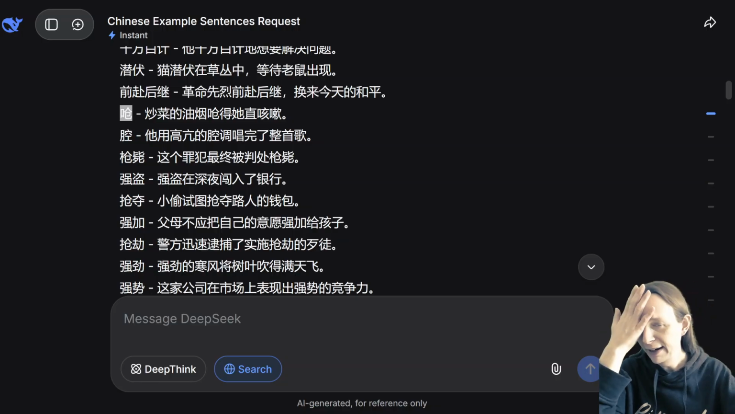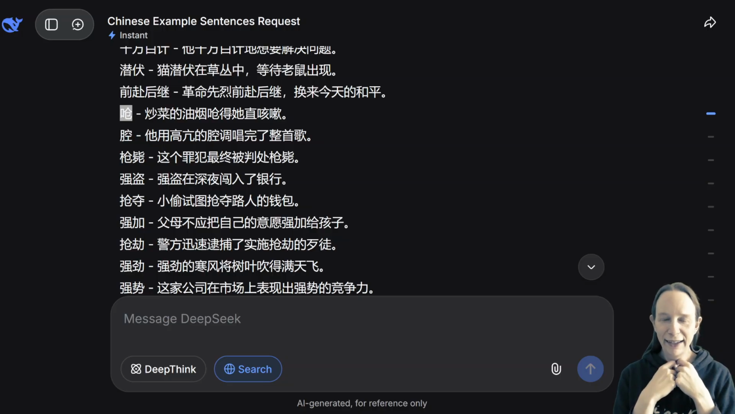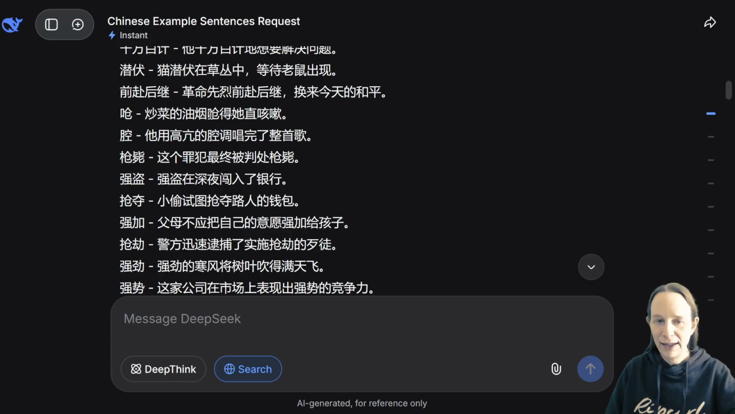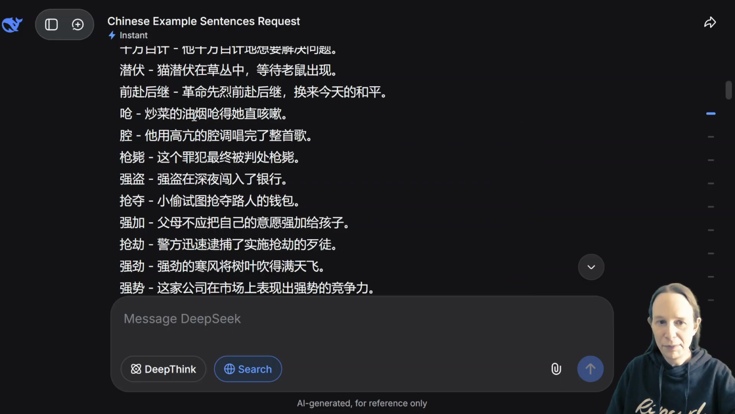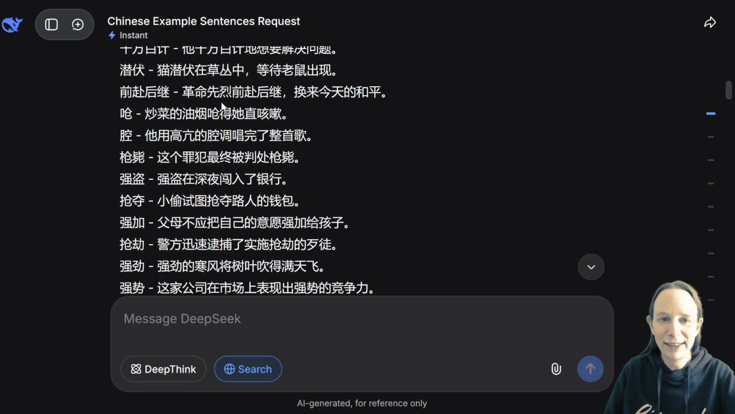We talked about this one already, didn't we? When we talked about 呛. Is choking, like on a cherry or something. 炒菜的油烟, oil smoke from frying. 呛得他直咳嗽. Okay, so it caused, yeah, the smoke from frying vegetables caused her to cough, basically. Caused her to choke and cough.